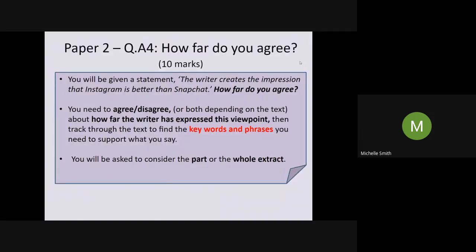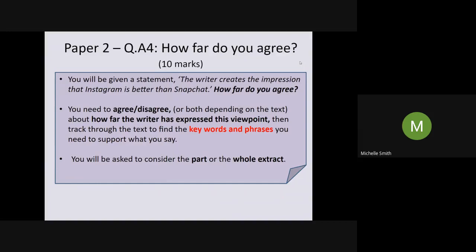So we'll just recap what we've got to do, and then I'll give you the actual question that we're going to attempt. So it's the how far do you agree question, and it's worth 10 marks to you in an exam. So it's quite an important one. Now you're going to be given a statement. So for example, I'll just use the one we were talking about before. The writer creates the impression that Instagram is better than Snapchat. How far do you agree?